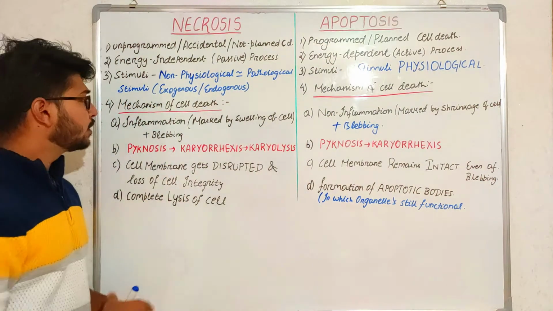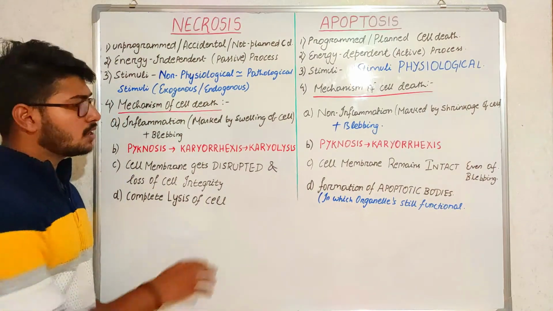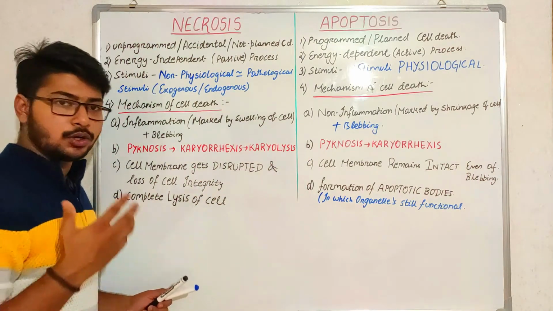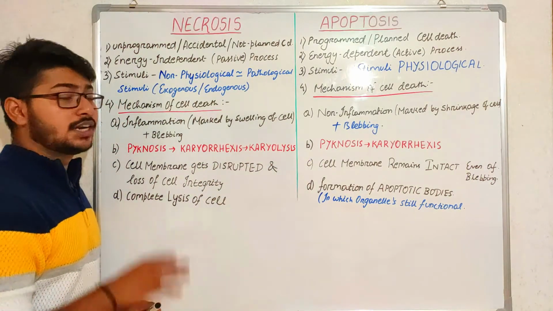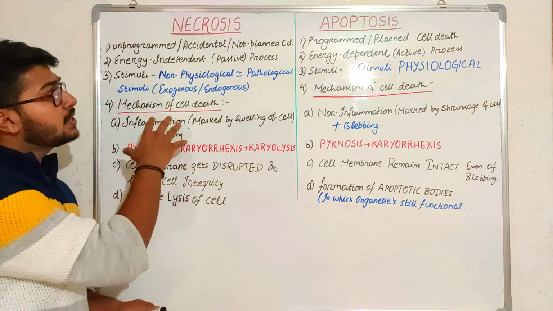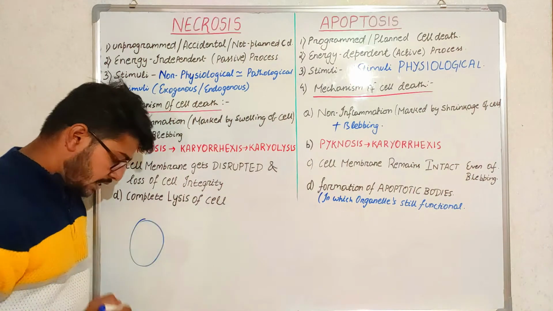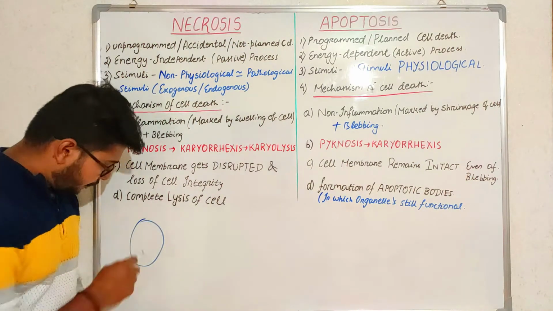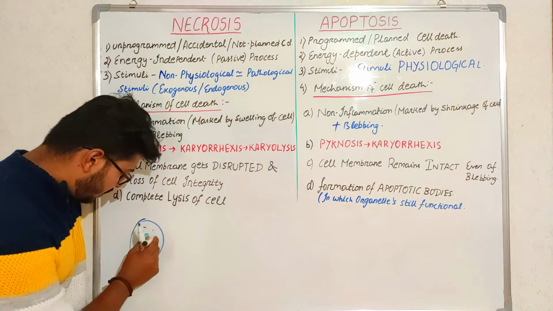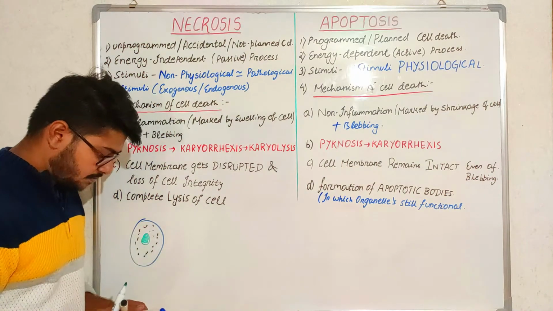So next we are going to discuss the mechanism of cell death. As we know, there are two kinds of cell death, necrosis and apoptosis. Obviously, two distinct processes occur in cell death. What happens in necrosis? First of all, if this is a normal cell, here is the nucleus, and these are the organelles surrounding the nucleus in the cytoplasm.